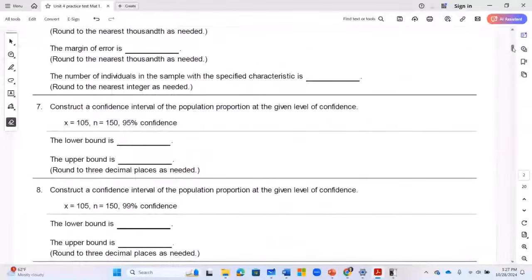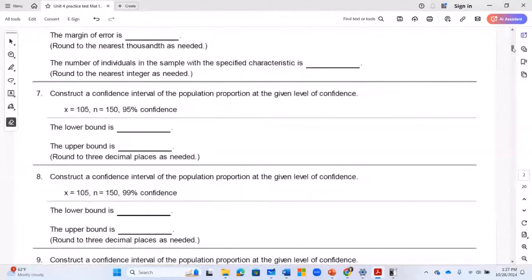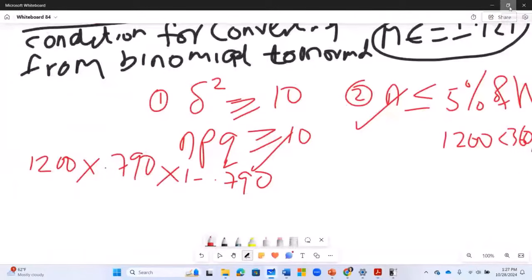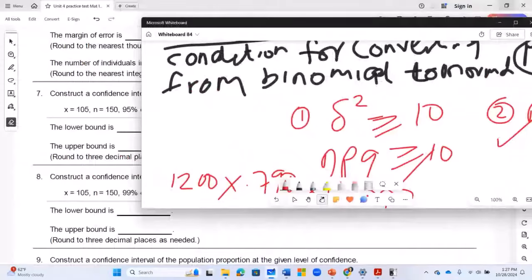Construct a confidence interval of a population proportion at the given level of confidence. So I am given the confidence interval. Let me pull it up, and then I'm going to minimize it, and then I'm going to grab this and move it up.